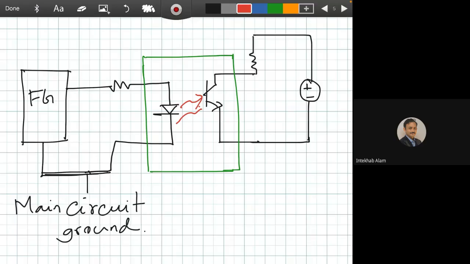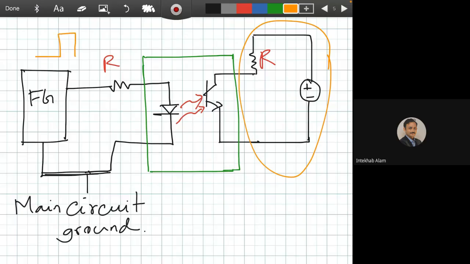We'll put a resistance in here. We'll put another resistance in here, and this is a completely different voltage source. So how will the circuit work? Whenever we give a voltage in here, this is the square output. This one is on. We can say it is logically 1, and this is off. We can call it logically 0.